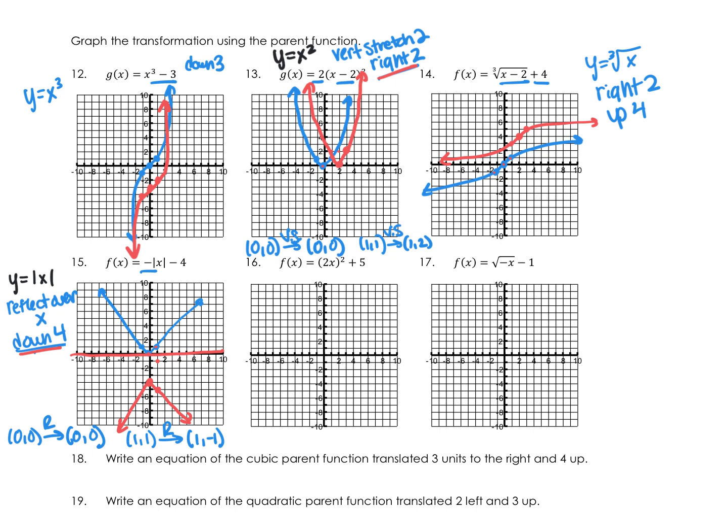All right, for number 16, we want to find our parent function. We can see the squared here. That tells us our parent function is going to be y equals x squared. The 2 here is on the inside, so that's going to be horizontal stretch or compression. And remember, it's the opposite. So this will be a horizontal compression of 1/2. And then the 5 tells us to go up 5 because it's on the outside.